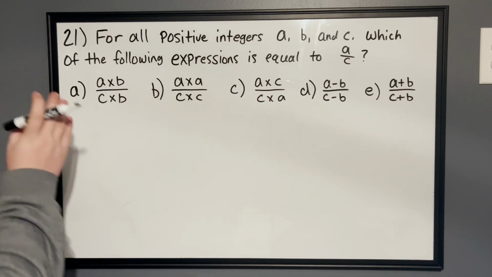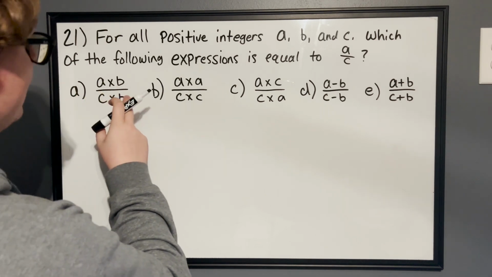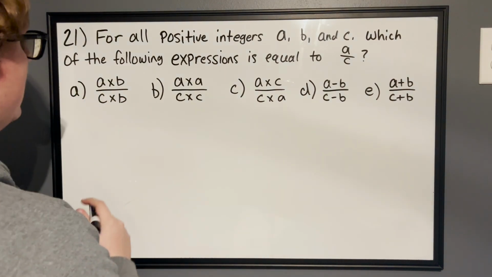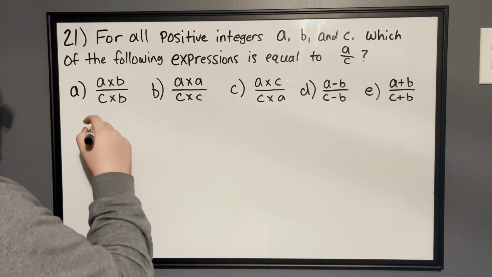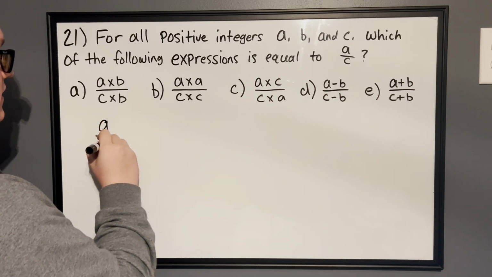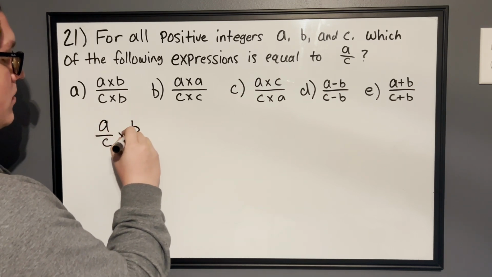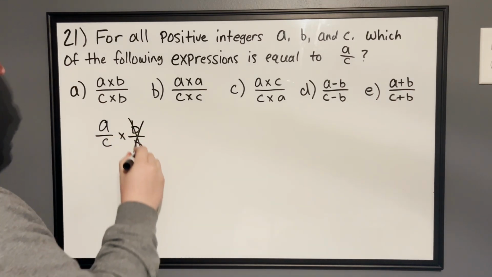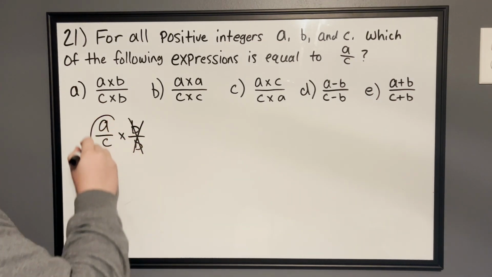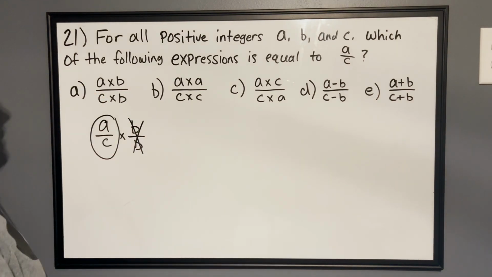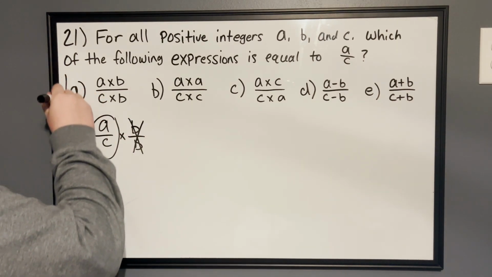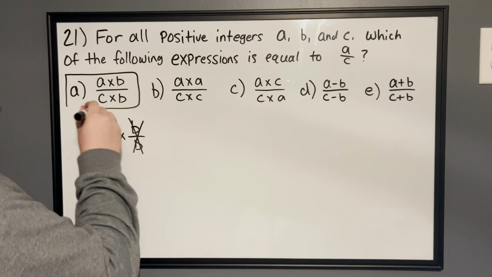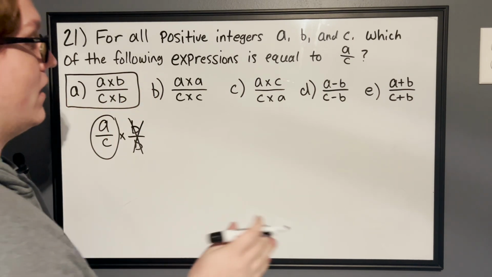So of course, we're just going to start with the first option. So we have a times b over c times b. Well, we can actually split this fraction up into a over c times b over b. And b over b, because it's a positive integer, this just becomes 1. So really, all we have left is a over c, which is exactly what we needed. So we already know that our answer is going to be a. But we'll go ahead and look through some of these other ones and figure out why they're wrong.